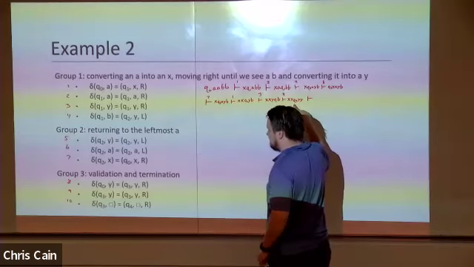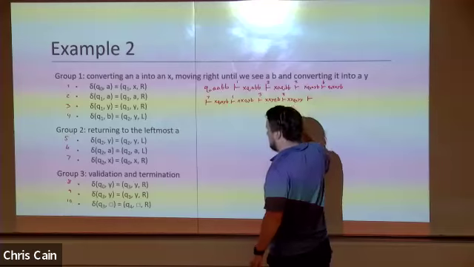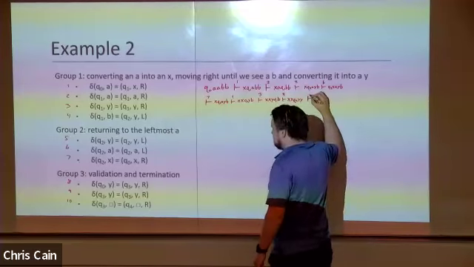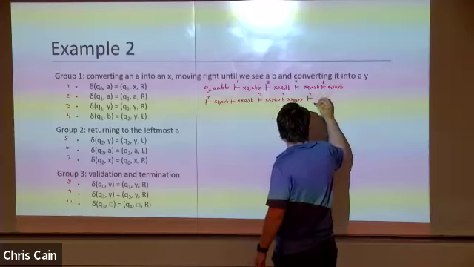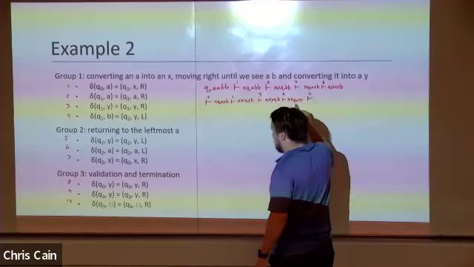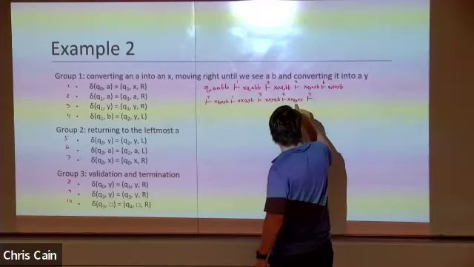Q2 moving left. We see an X, we're going to move right, go back to Q0. Sorry, Q2 we're pointing at Y. This is 5.